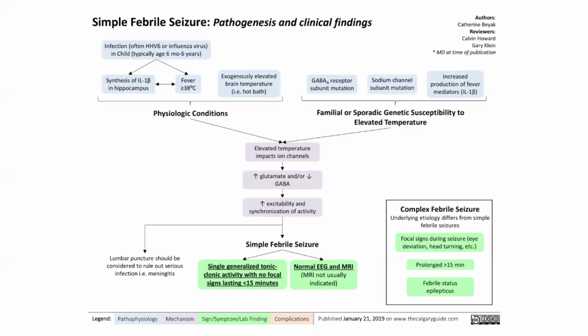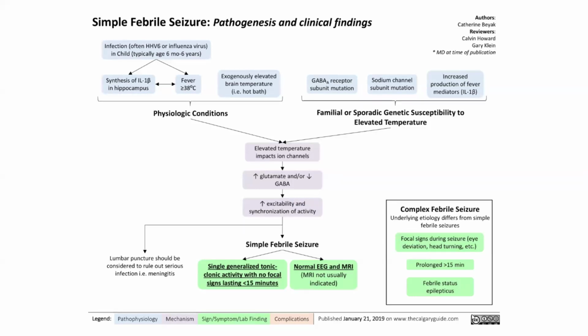And if you see infections also, there are a few infections which are more prone to cause febrile seizures. We'll discuss that in a later slide. So what happens is that there's a background of genetic factors, and you have an infection which is triggering fever and which is actually causing an imbalance between the excitatory and inhibitory neurotransmitters.